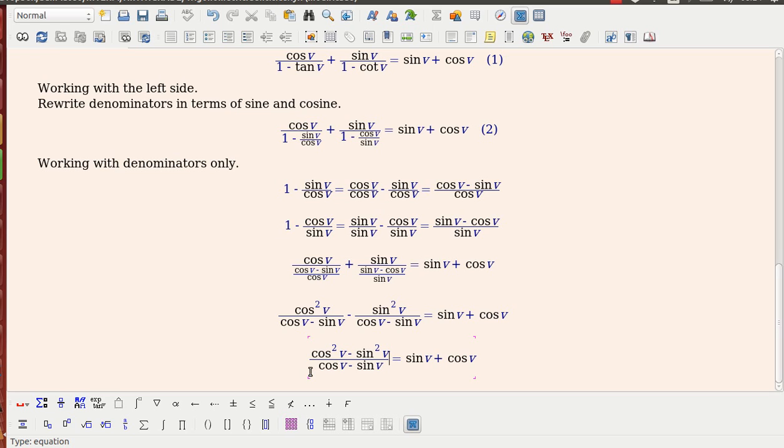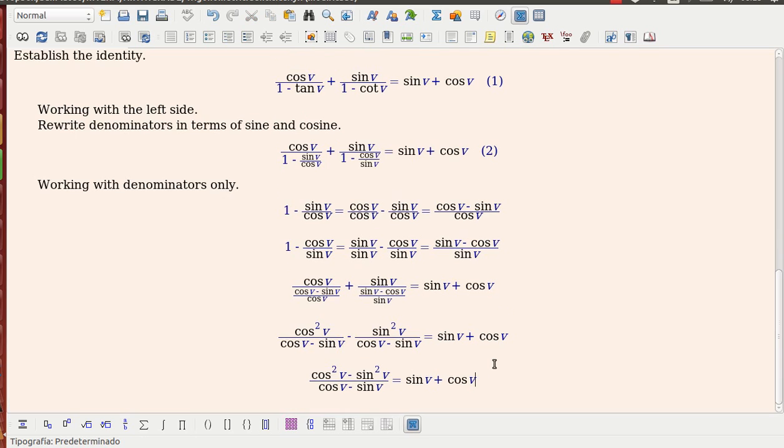We have two options. The first option is to multiply by the common denominator the other side and prove that the identity is established, or the other way is to reduce the fraction to prove that the identity is the same. I'm going to show it by reducing the fraction. How am I going to reduce the fraction? The numerator could be factored. How? This is a difference of squares.